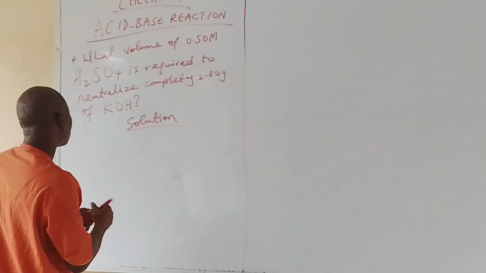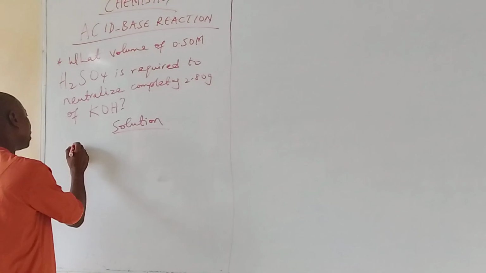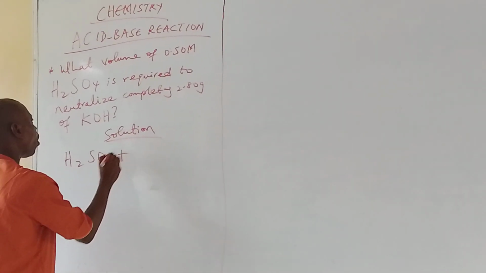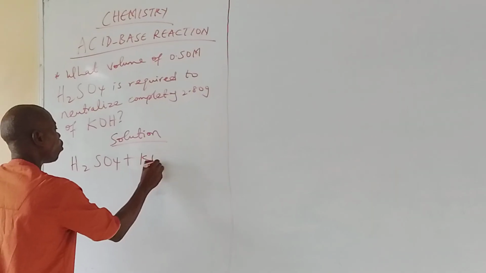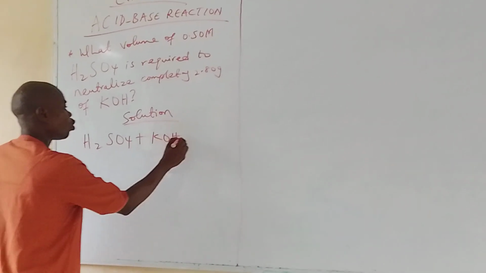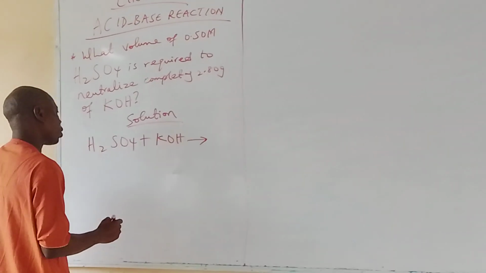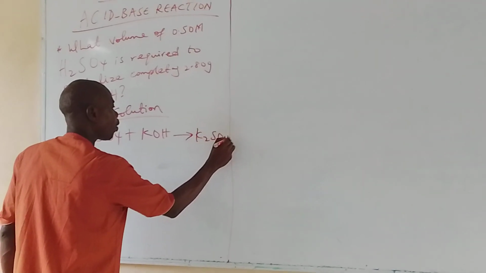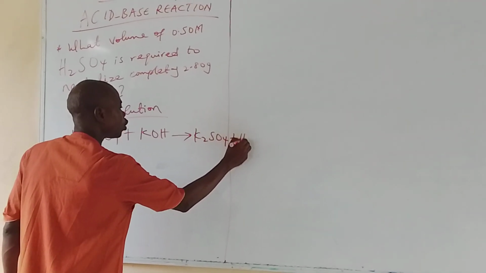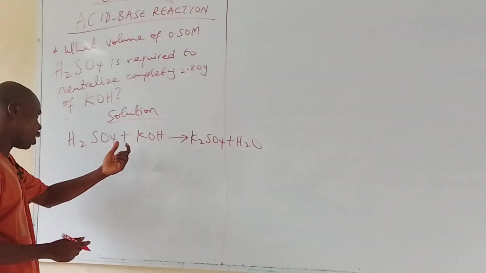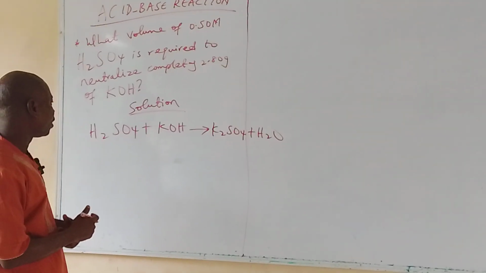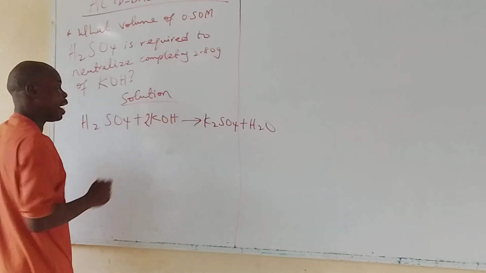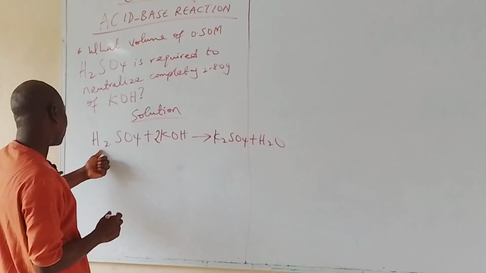So if I am to write the chemistry of reaction, I'm going to say that H2SO4 plus KOH definitely gives a product. The product will be K2SO4 plus H2O. But if you look at this equation, it is not balanced. So let's try and balance it up. Let's check for the balancing.